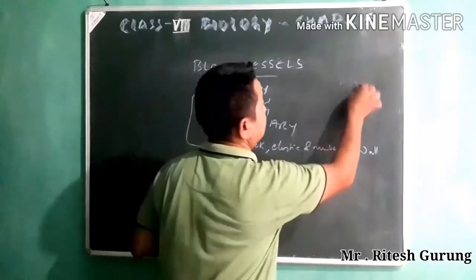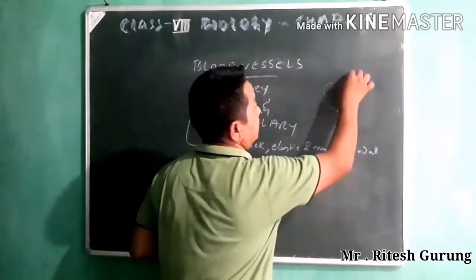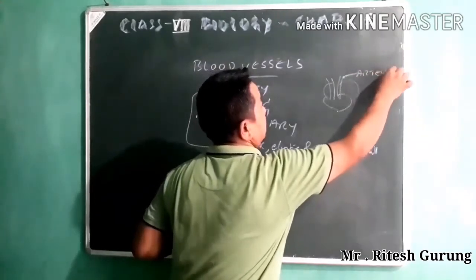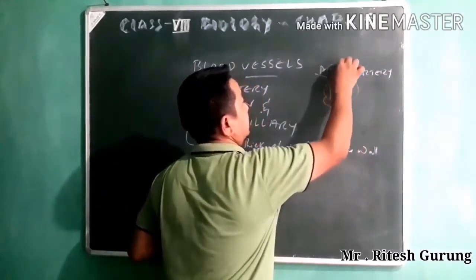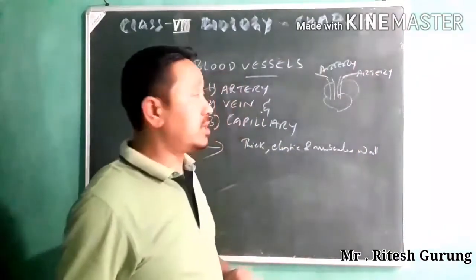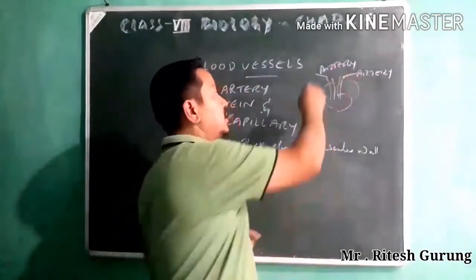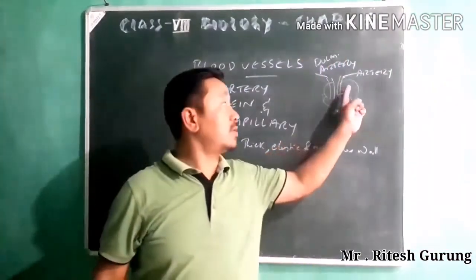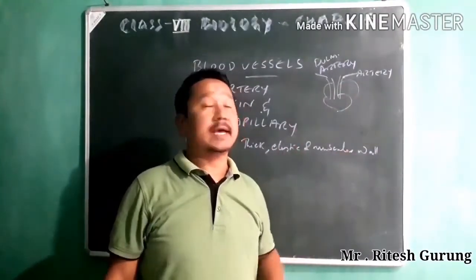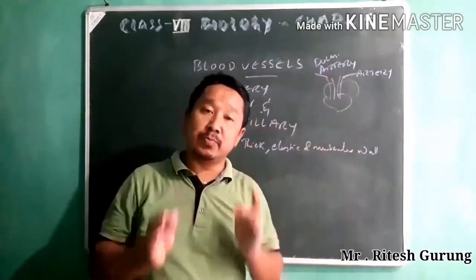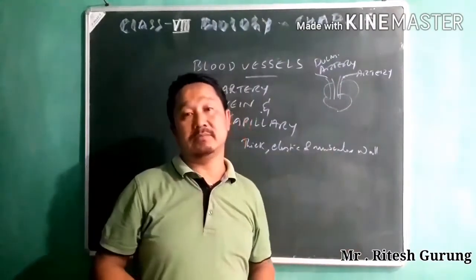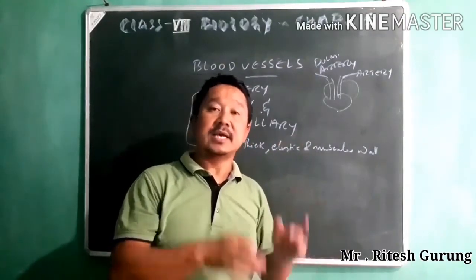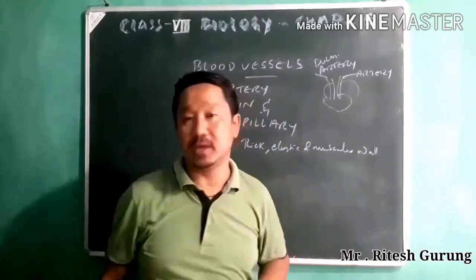Let us say this is the heart. This is roughly drawn. See, this is your artery here. Actually there are two kinds: artery and pulmonary artery. The artery carries the pure blood from the heart to the different parts of the body, and the pulmonary artery carries impure blood from the heart to the lungs for purification. But whatever it is, in general, arteries carry blood from the heart to the different parts of the body.